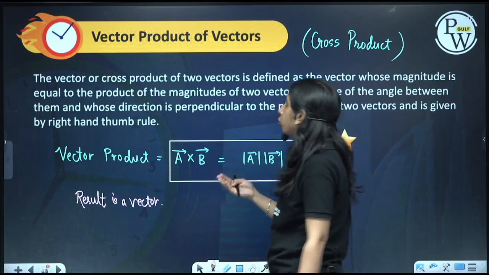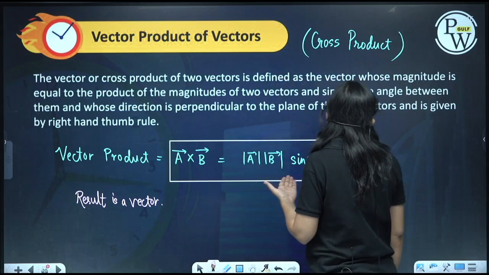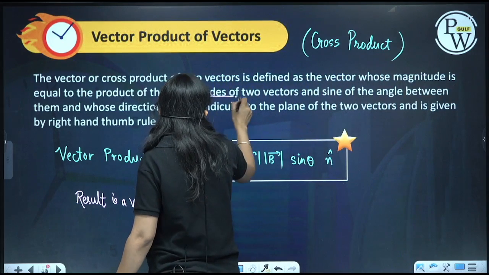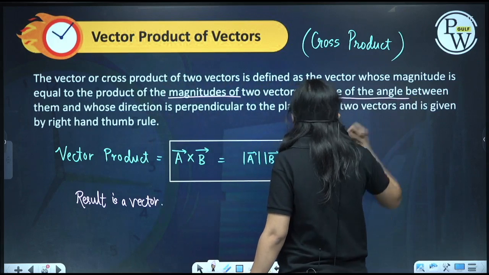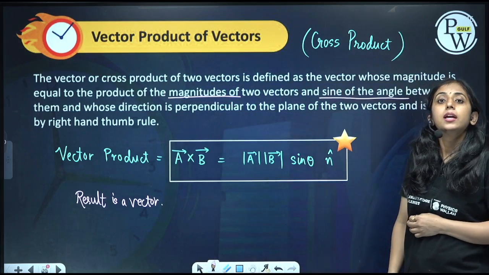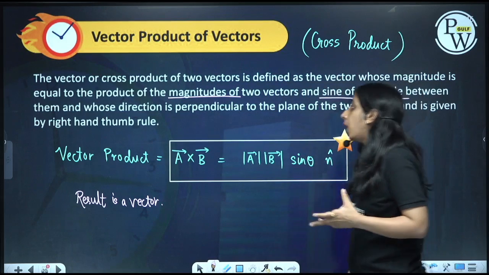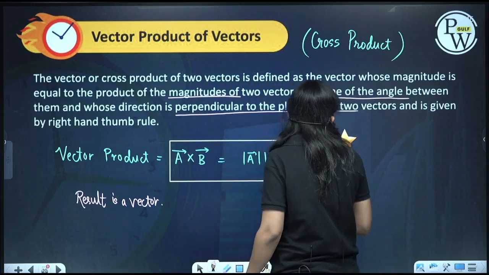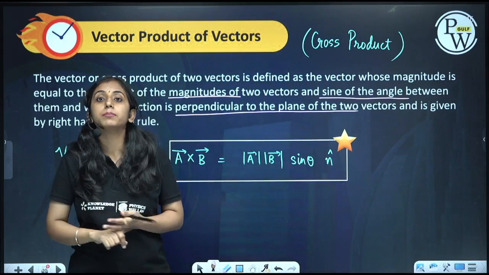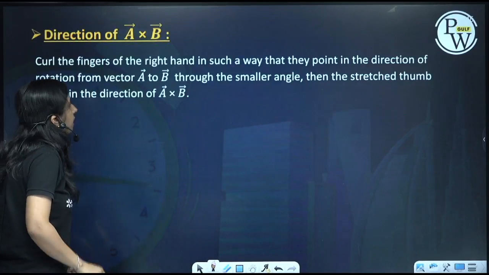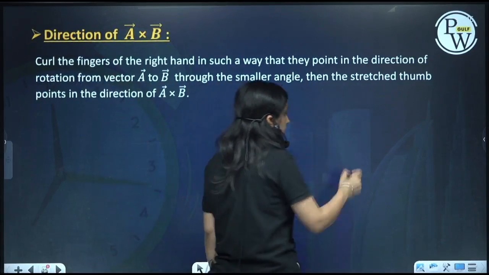So the vector or cross product of two vectors is the vector whose magnitude is equal to product of magnitudes of two vectors and sine of angle between them. And direction? How to find the direction? Direction is perpendicular to the plane of two vectors and is given by the right hand thumb rule. This n cap is a direction.